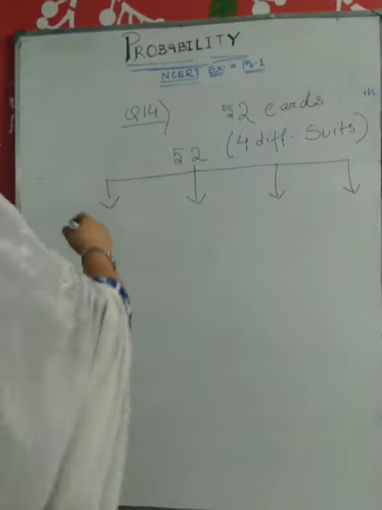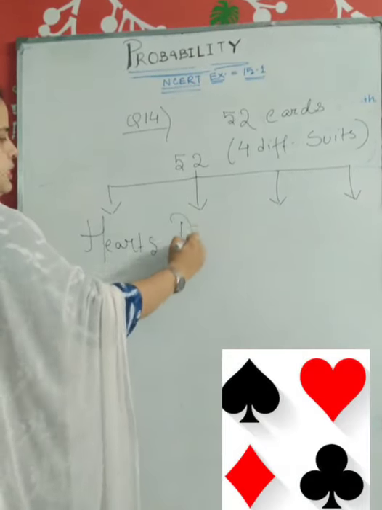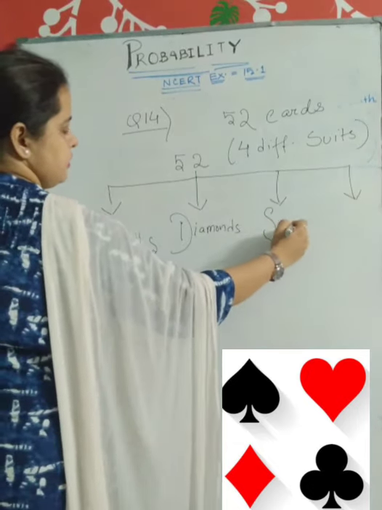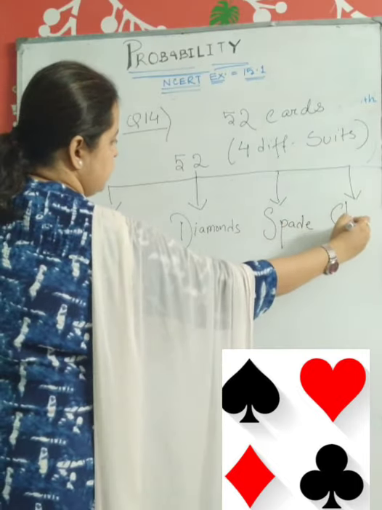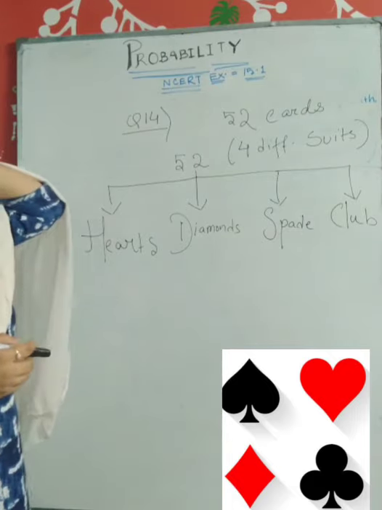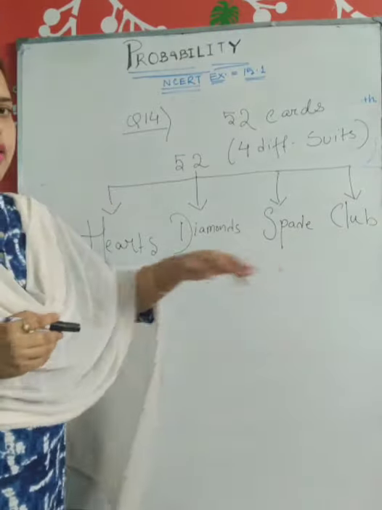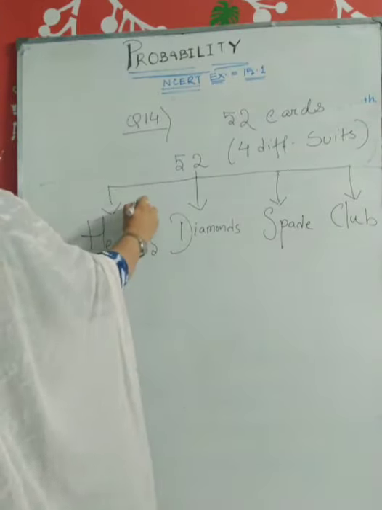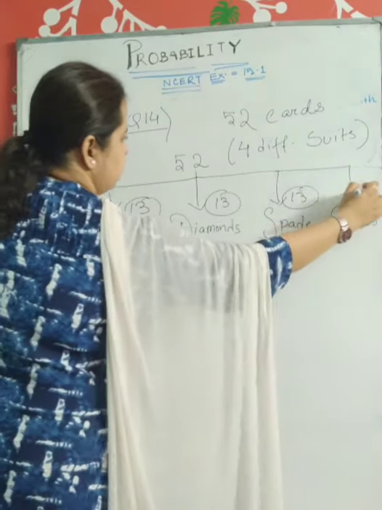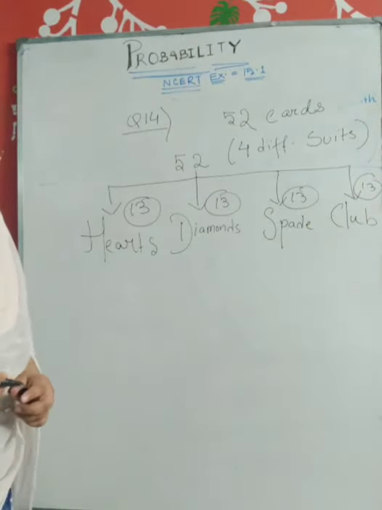What are they? They are hearts, diamonds, spade, and the last but not the least, clubs. So these are the 4 main categories of the 52, and all are equal in number. That is 13, 13, 13 and 13. So, all are equal in number.